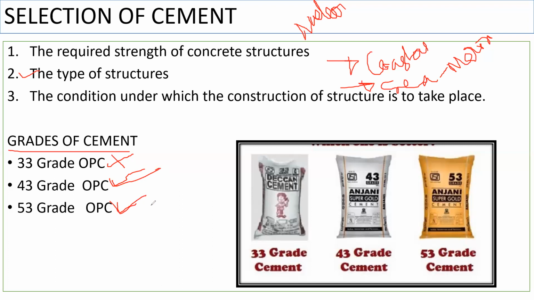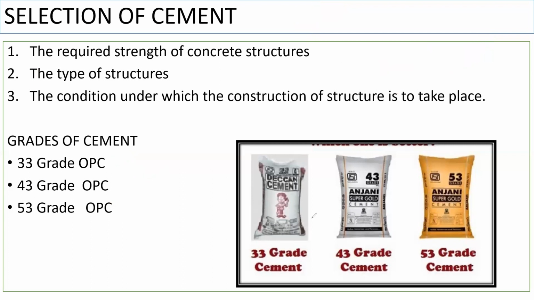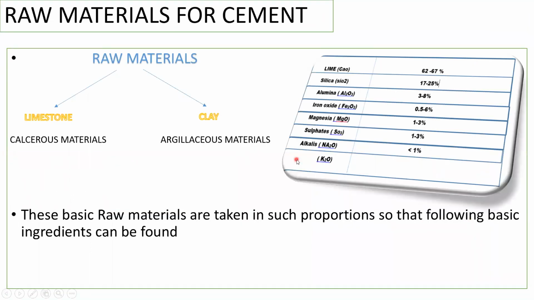In most of the work that we carry out day-to-day in the construction industry, 53 grade cement is what we actually use. Even 43 we hardly try to use, right? So these are the three different grades of cement that are available in the market. Next, we'll try to see what the raw materials required for cement are.